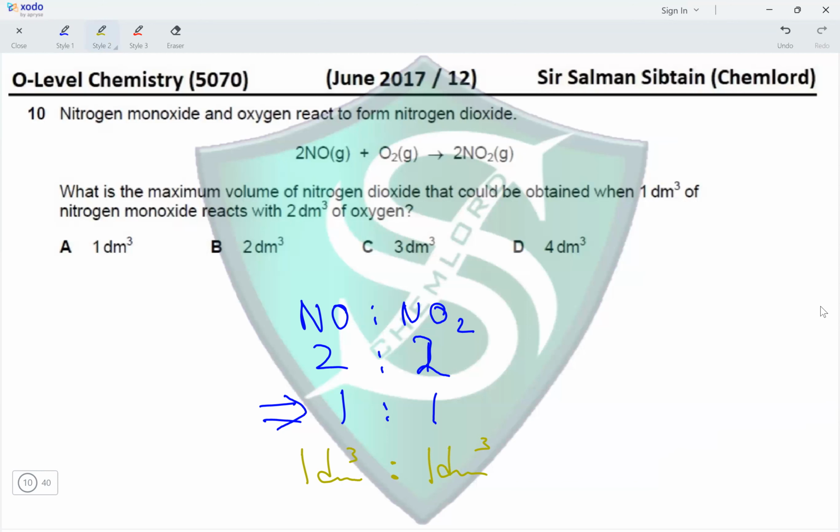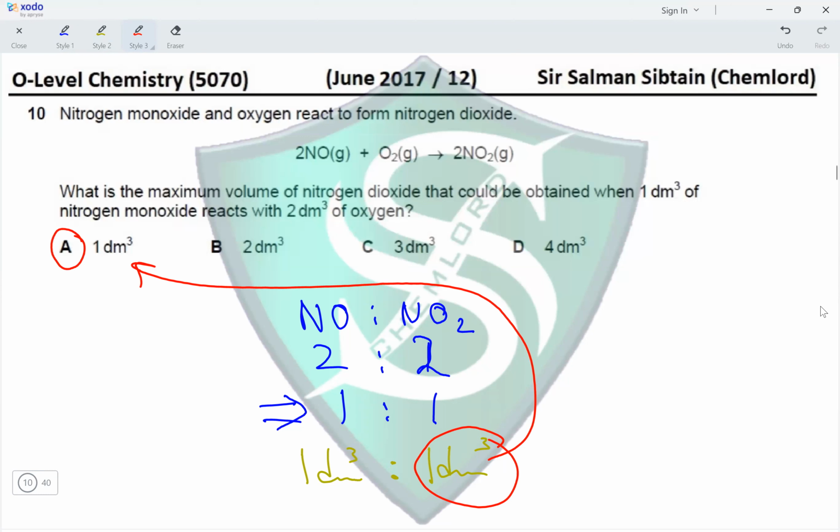The minimum amount of oxygen required to produce 1 dm cube of NO2 would be half a dm cube because the molar ratio of NO to oxygen is 2:1. So we have 2 dm cube of oxygen being used. So oxygen is already in excess. So we would have 1 dm cube of NO producing 1 dm cube of NO2. This results in option A being the correct option for this question.